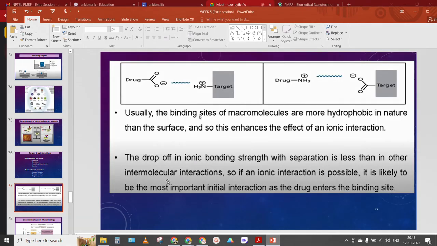Usually the binding sites of macromolecules are more hydrophobic in nature than the surface, and this enhances the effect of an ionic interaction. The drop of ionic bonding strength with separation is less than in other intermolecular interactions. So if an ionic interaction is possible, it is likely to be the most important initial interaction as a drug enters the binding site. As you can see, some drug is conjugated with some compound or functional group, and the target is attached with a different functional group. The positive and negative will interact with each other, and will target and conjugate with each other. Then we attack the targeting sites and release the particular drug or active pharmaceutical ingredient, whatever the carrier has, at that particular binding site.